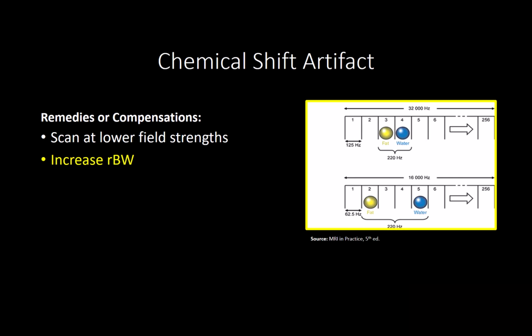Image to the right showing a receiver bandwidth of 32,000 Hertz, and that increases the pixel frequency range to 125 Hertz. So with a chemical shift of 220 Hertz, fat and water are placed next to each other on the image. As opposed to a receiver bandwidth of only 16,000, the pixel frequency range is 62.5 Hertz, and the difference there is 3 or 4 pixels apart between fat and water. And finally, you can simply just utilize a fat or water saturation method to reduce the signal from one of those tissues.